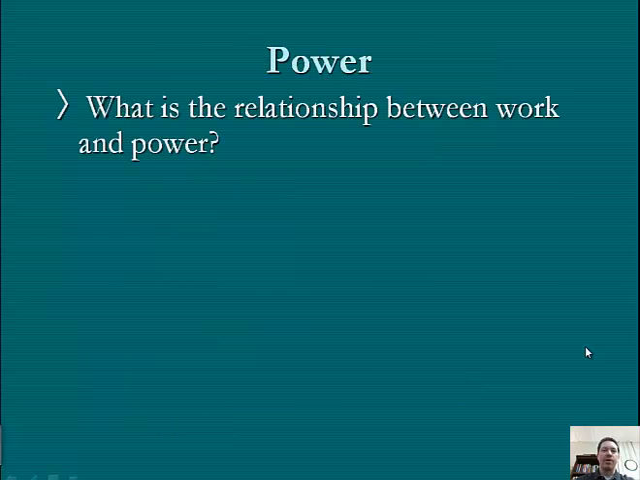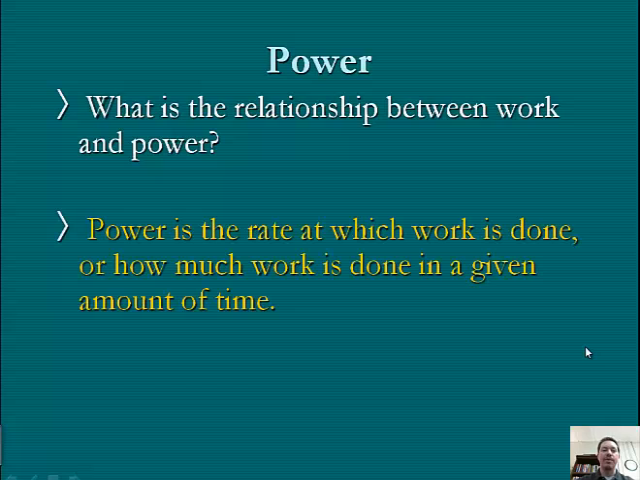Alright, so power. What's the relationship between work and power? Power is the rate at which work is done, or how much work is done in a given amount of time. So with power, we are doing work, so we have force applied over some distance, but to figure out how much power is taking place, we need to know how long that force is applied over that given distance. And again, another equation: power equals work divided by time, or P equals W divided by T.